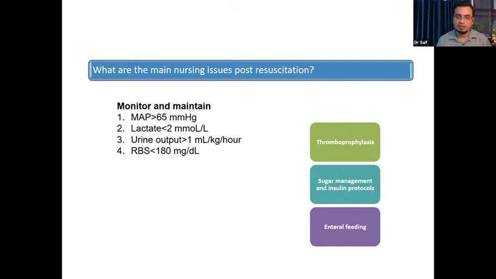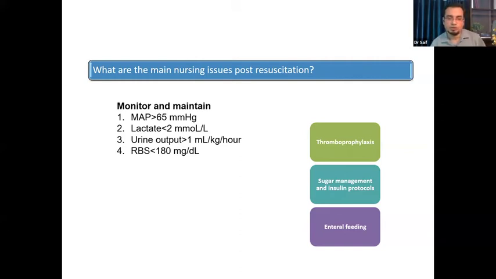Then lactate measurement, as I said, you have done it initially, then you have to do it after 1 hour or so, then at 6 hours, then at the 12th hour, then at 24 hours, because that will give you the idea whether the patient is improving or deteriorating, and you may have to change your plan of treatment.